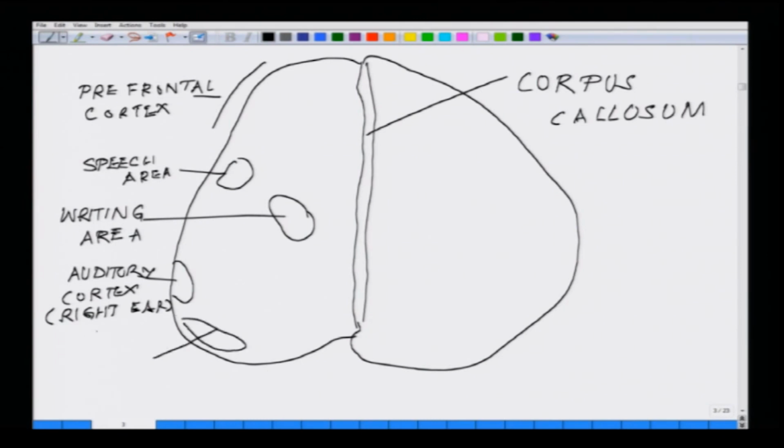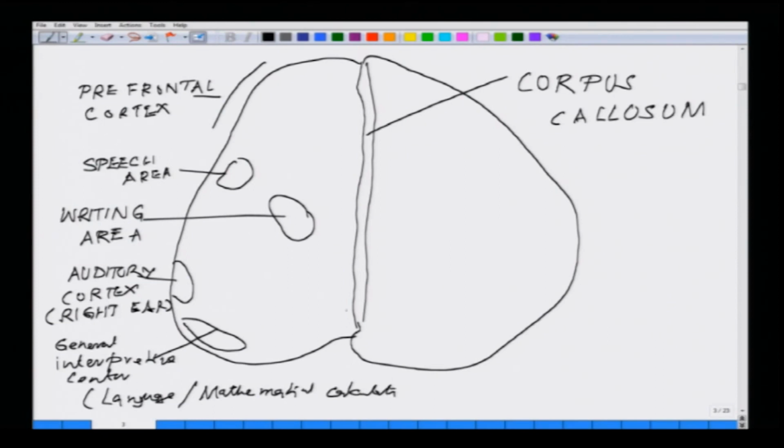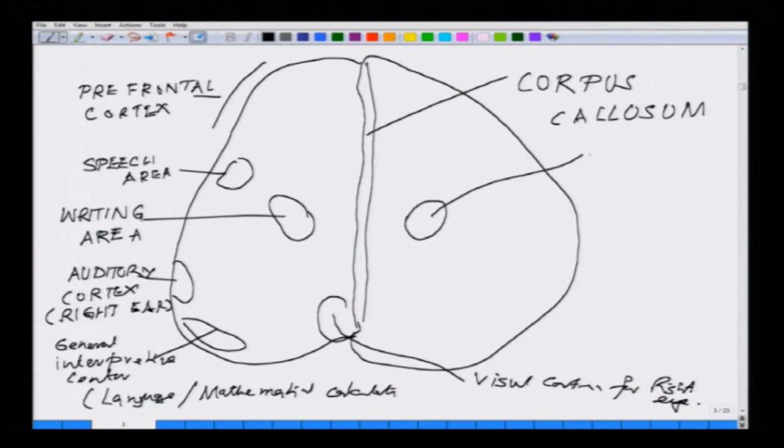Then you have some area out here which is called the general interpretive center, or mostly language and mathematical calculations. And out here you have the visual cortex for the right eye. Now, on the other side, you have the sense of touch.